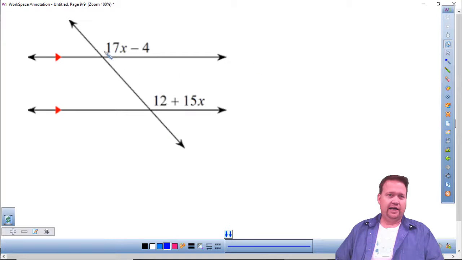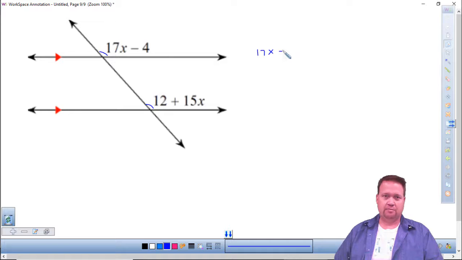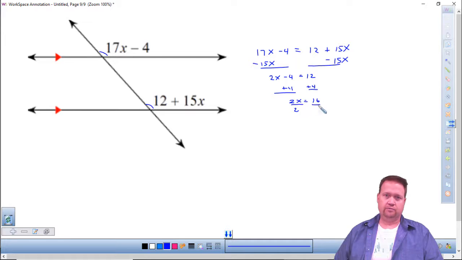Last problem, you can see these are both on the top right-hand side. That angle and that angle right there are both on the top. They're corresponding angles, and corresponding angles are congruent. So we're going to write another equation that says 17x minus 4 equals 12 plus 15x. We'll just go ahead and solve this equation. We'll move the smallest x's first. Take away 15x on both sides, and that'll give us 2x minus 4 equals 12. We'll add 4, then divide by 2, and we'll get x equals 8. So 2x is 16, and there you go.